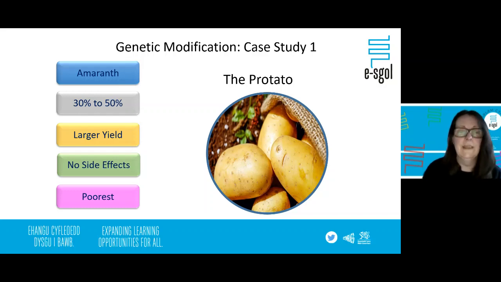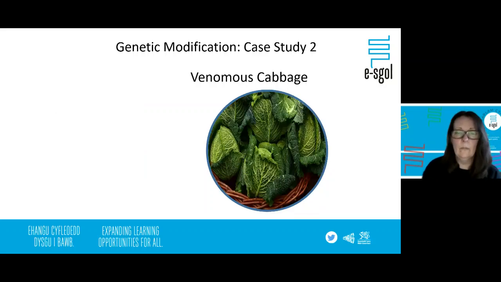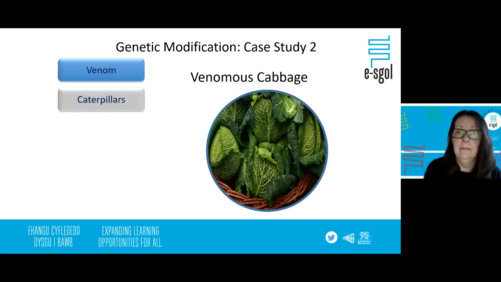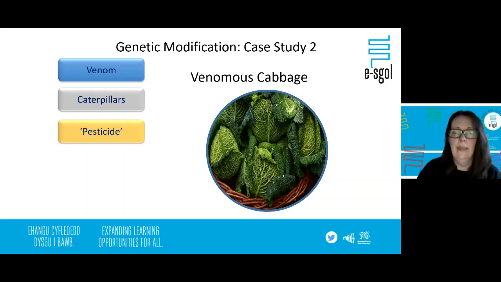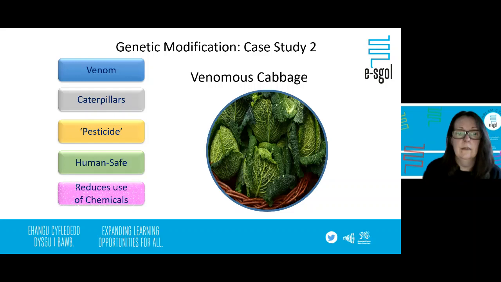So let's look at our second example, the venomous cabbage. Now, as that name suggests, the venomous cabbage contains a venom or a poison toxic to caterpillars. And it's actually derived from a scorpion and from the scorpion sting. And there are a number of benefits and a possible disadvantage really, but we'll talk about that shortly.